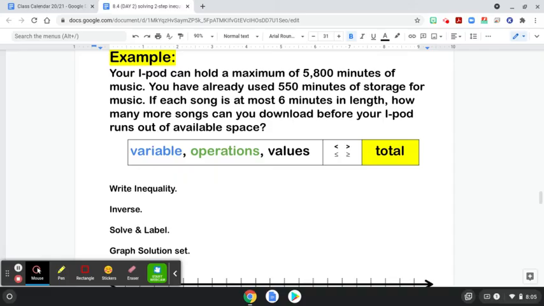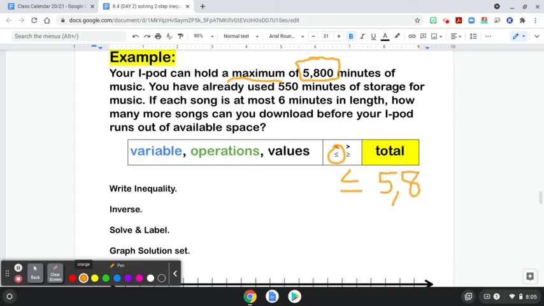So I'm going to write this first by identifying which value is my total. And I see this total with the word maximum. And I know that maximum is a less than or equal to sign. I can hold exactly 5,800 or I could hold less, but 5,800 is the most.